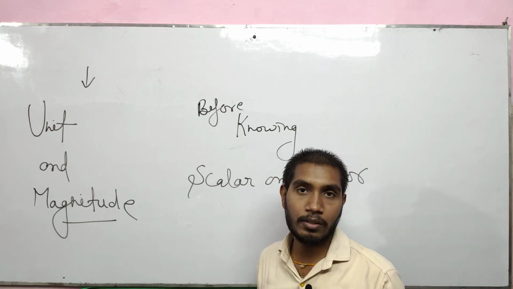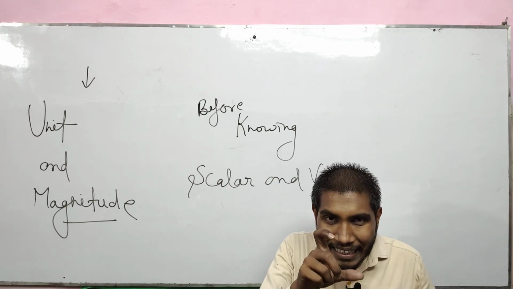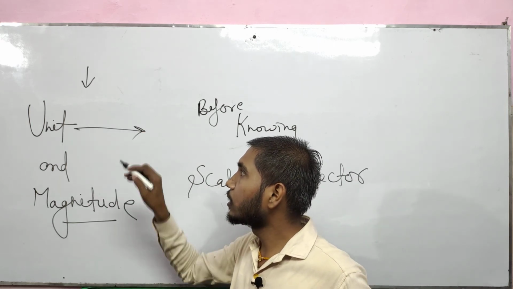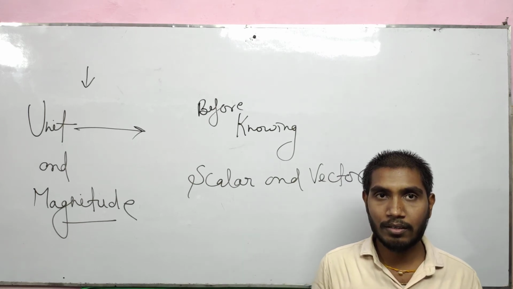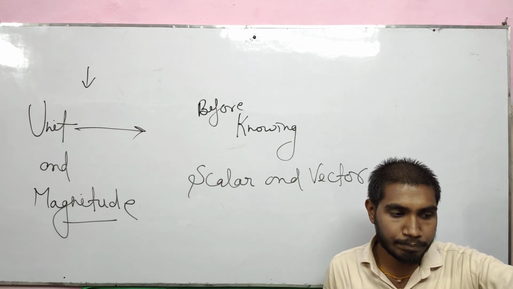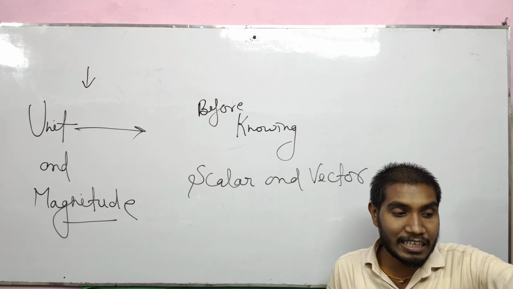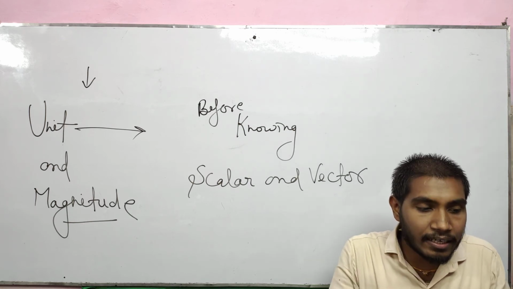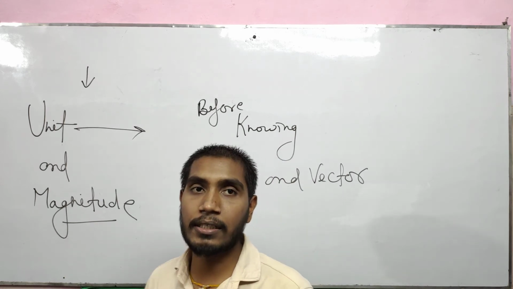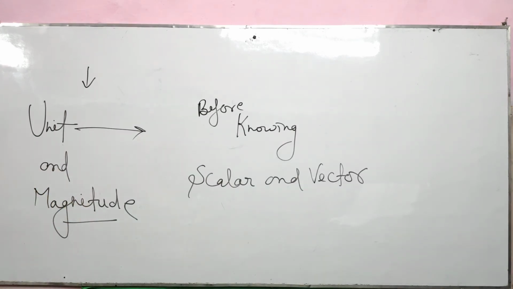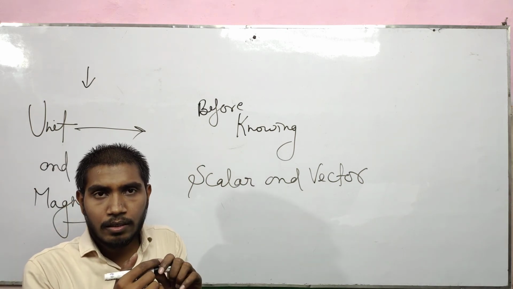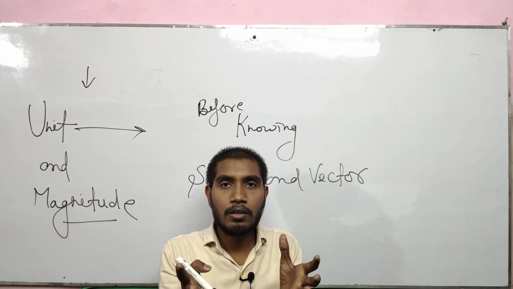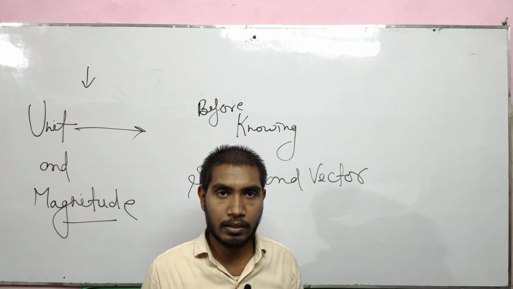What? Unit and magnitude. So what is unit? The chosen standard of the same kind of physical quantity, used as a reference in order to measure a physical quantity, is called unit. What is unit? Any standard that is used to measure the physical quantity.